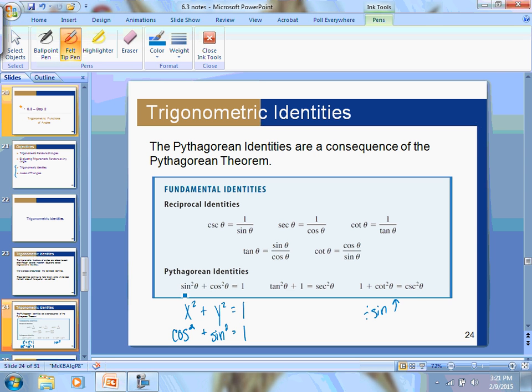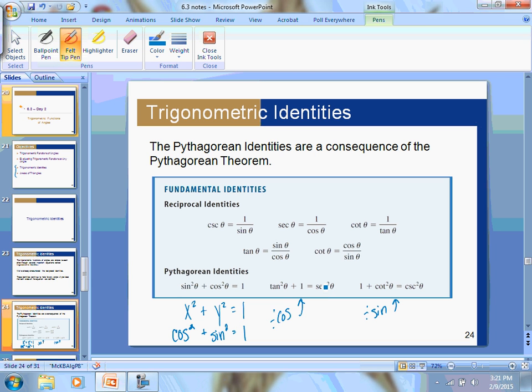Okay? And if we take that original Pythagorean identity and we divide everything by cosine, we'll end up getting this trig identity. So we'll have the sine over cosine, which is tangent. Cosine over cosine is 1, and then 1 over cosine is the secant.